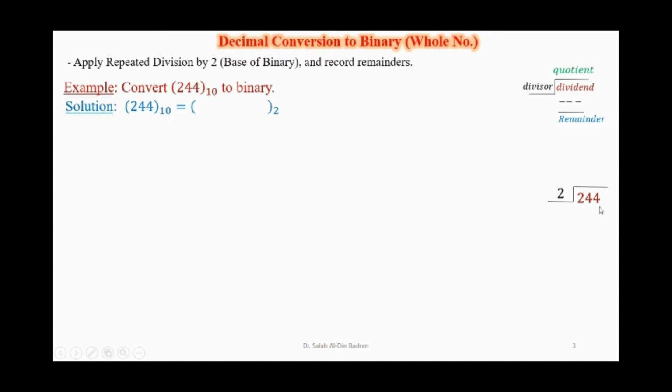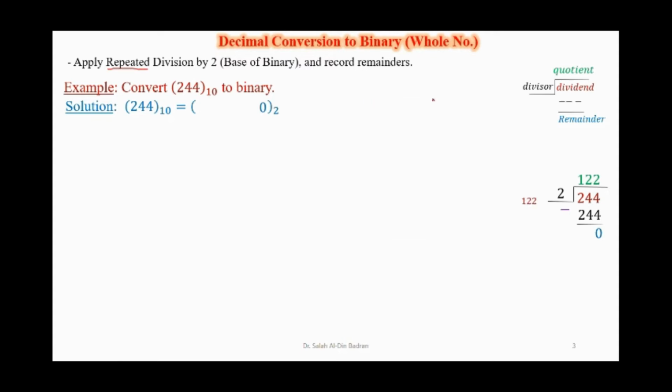You see? So 244 is our dividend. The number 2 here is the base of the binary system that we are converting to, which is our divisor. The result is 122. This is our quotient. Multiply by 2, and this is the result of the multiplication. Then subtract. The first remainder is the first number that appears as a result of the repeated division by 2 operation. This is our first binary digit.